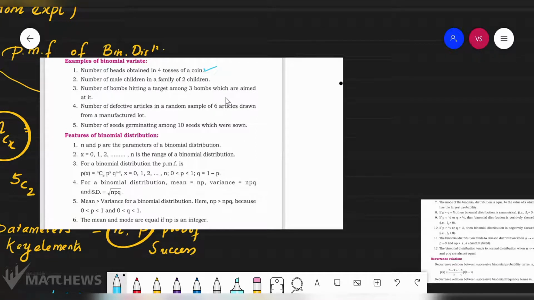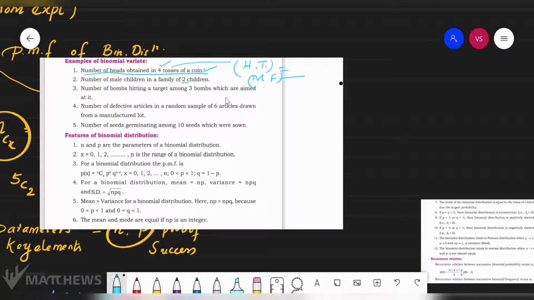First one, number of heads among 4 tosses. Toss of a coin has 2 outcomes. Either we may get a head or a tail. Is it right? 2 outcomes. Like that, we are doing it how many times? 4 tosses. Right? Male children in a family of 2 children. A child can be either a male or a female, students. 2 outcomes. So like that, we are testing for how many children? In a family of 2 children, students.